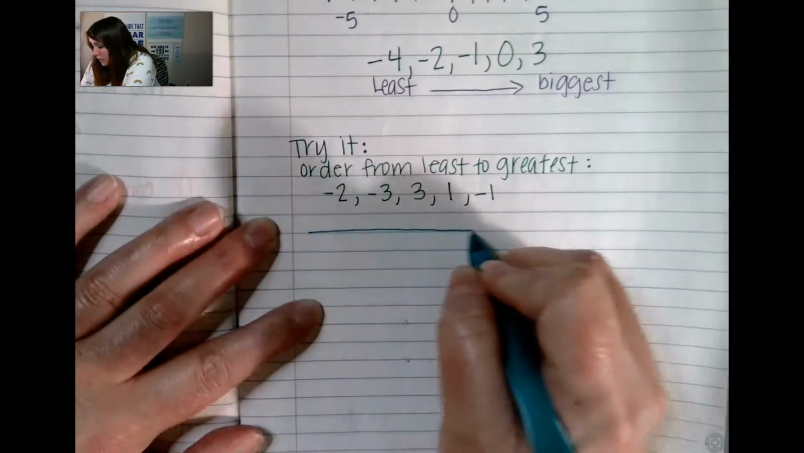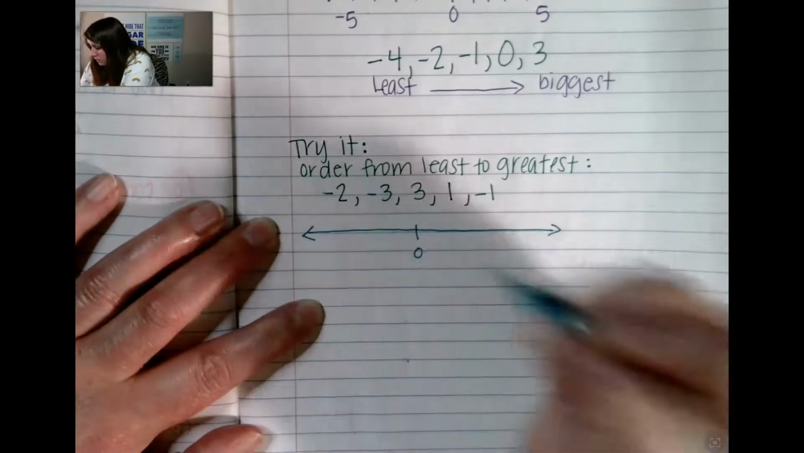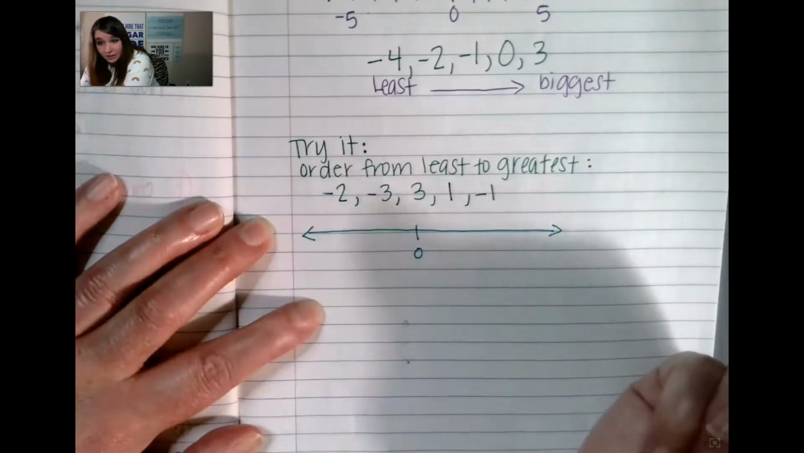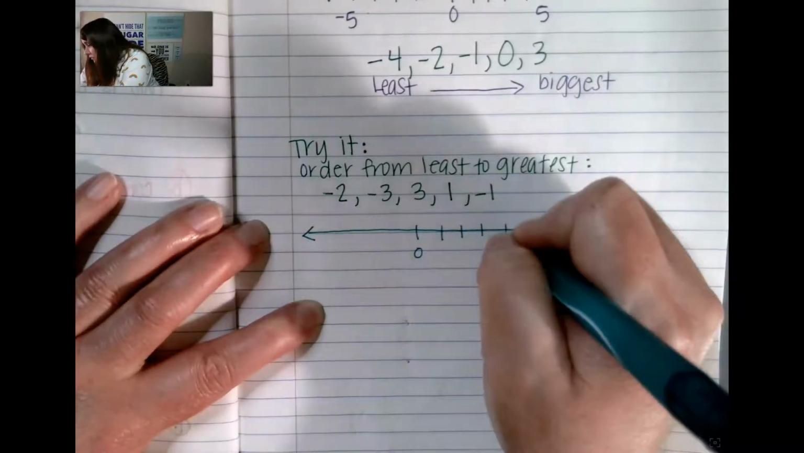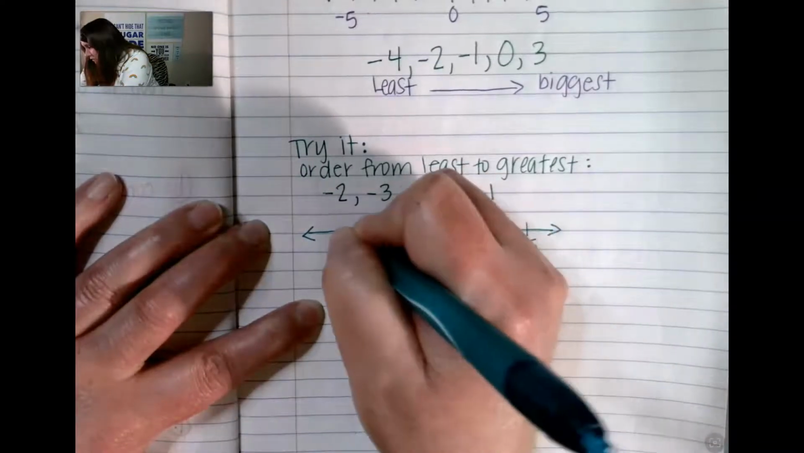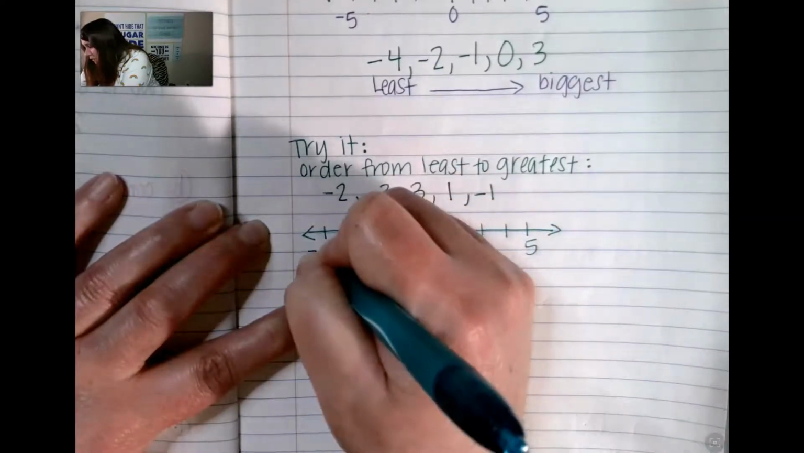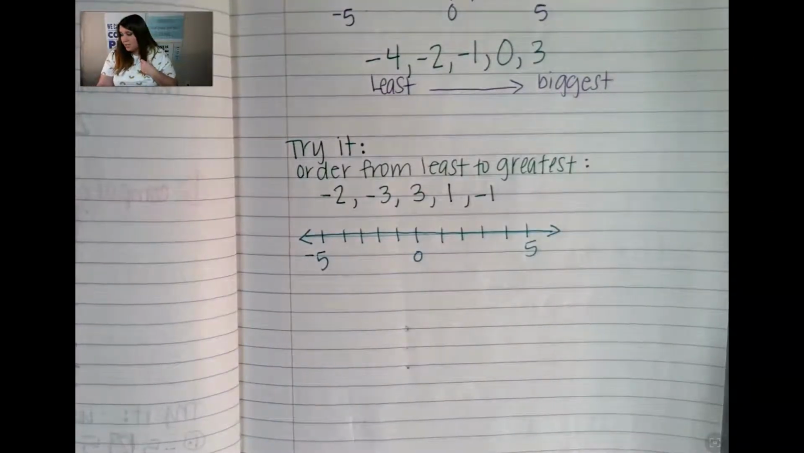So I'm going to go ahead and make a number line. And I'm going to put 0 in the middle, which is not very in the middle. Oh my goodness, I'm so sorry. Okay, 1, 2, 3, 4, 5, because I like the number 5. 1, 2, 3, 4, 5, -5. All right, now I need to put these in order.